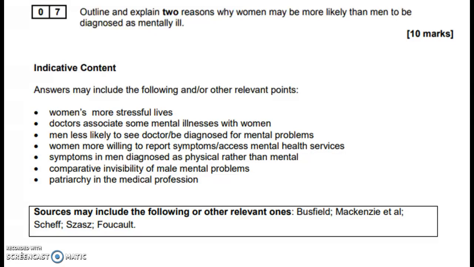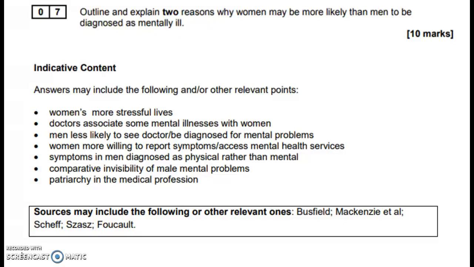There's also a lot of research that's been done to include the ideas that doctors tend to associate mental illness more with women because of stereotypes or trends and patterns that they see in the medical industry, and therefore we see that if men and women went in with the same symptoms, men might be diagnosed with a physical condition, whereas women are more likely to be diagnosed with a mental condition.